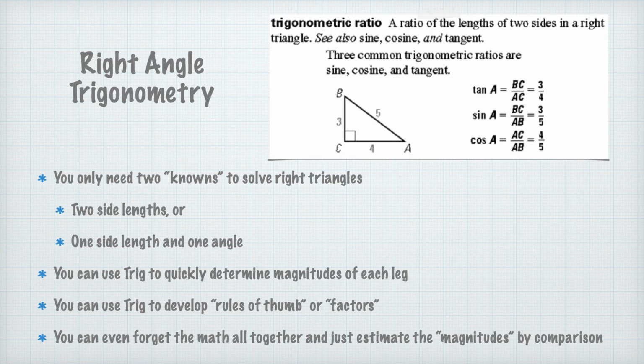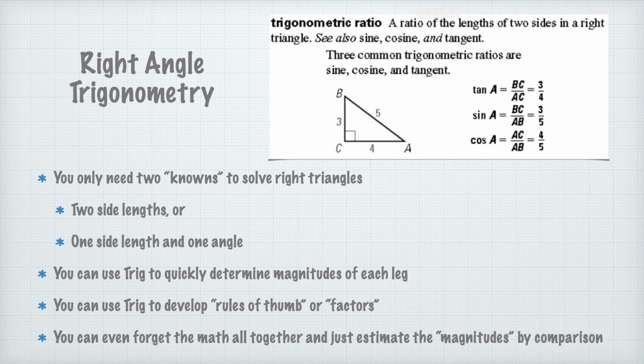So right triangle trigonometry is a subset of trigonometry. And as you dive into that subject, you'll learn that with a right triangle, all you need are two knowns to solve all of the other unknowns of a triangle. That could be two lengths of sides of the triangle, or it may be one side length and one angle. But with those two knowns, you can solve the rest of the triangle, be it their angles, the lengths, or the magnitudes of the different sides.